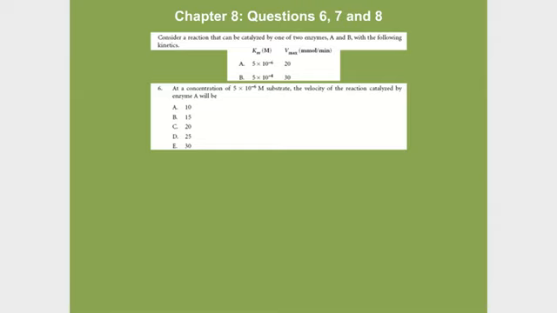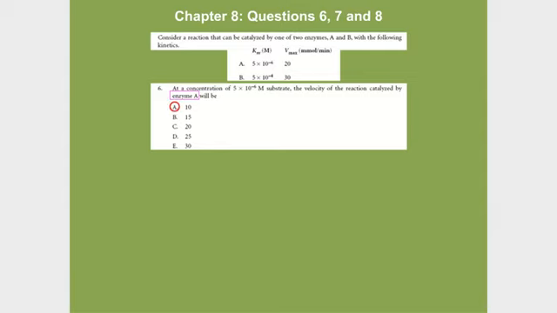So in this vignette, they're giving you 2 enzymes, enzyme A and enzyme B, and they're giving you Km values for both of these enzymes and Vmax values for these 2 enzymes. And in question 6, they're talking about enzyme A. They're saying at a concentration of 5 × 10⁻⁶ molar substrate, the velocity of the reaction catalyzed by enzyme A will be, and the answer is A.